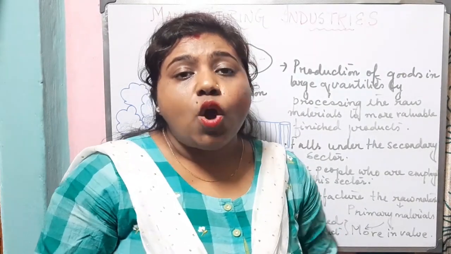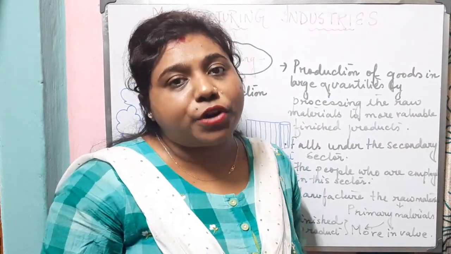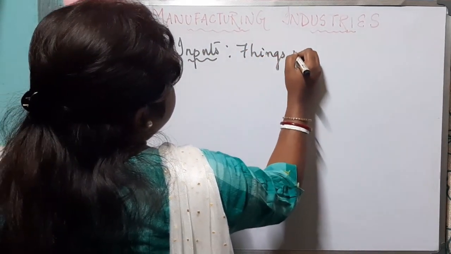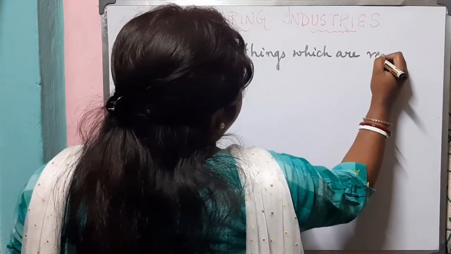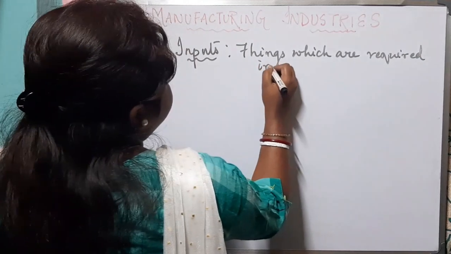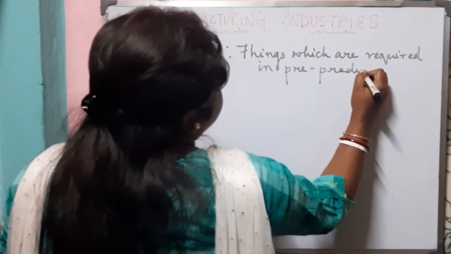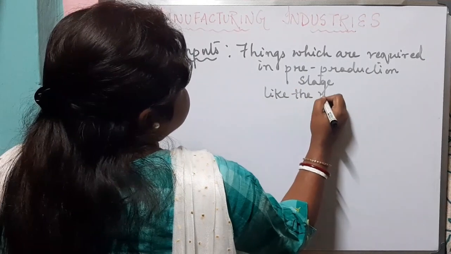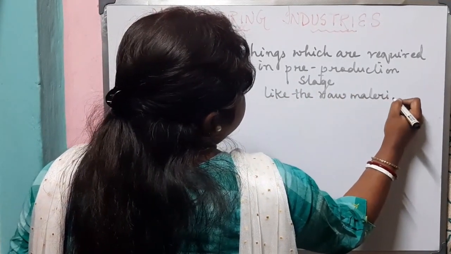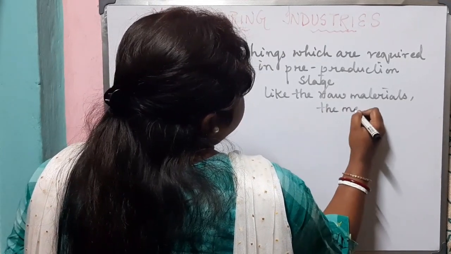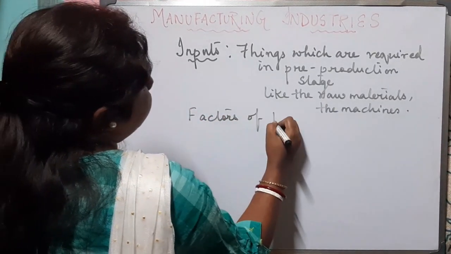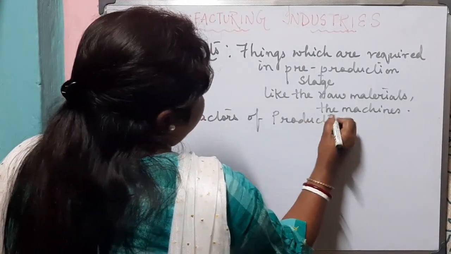Now let us understand what are inputs and what are the factors of production when we are talking about manufacturing. Now what are inputs? Inputs means things which are required in pre-production stage, like the raw materials, the machines, all are inputs. There are factors of production without which production is not possible.